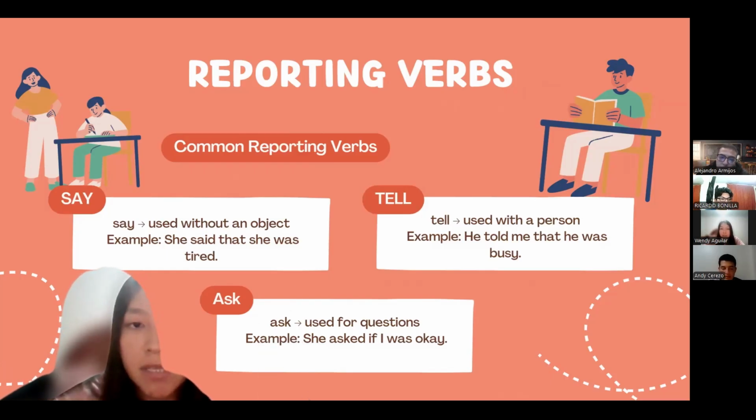The third reporting verb is ask. We use ask when we report questions. Example, she asked if I was okay. When we report questions, we usually use words like if or whether for yes/no questions. These reporting verbs are very common in spoken and written English.